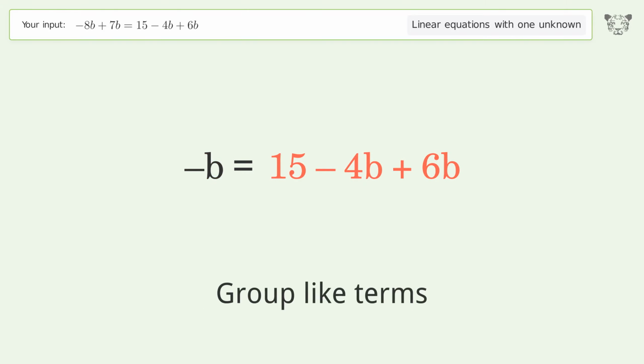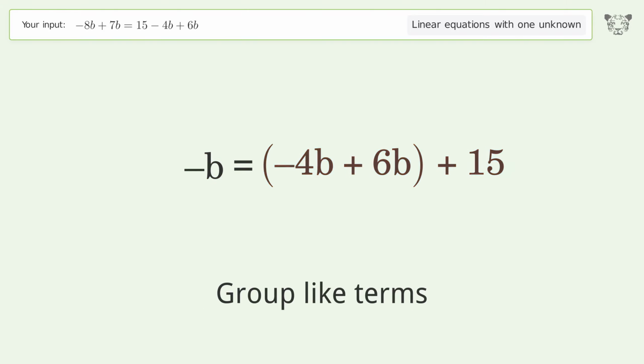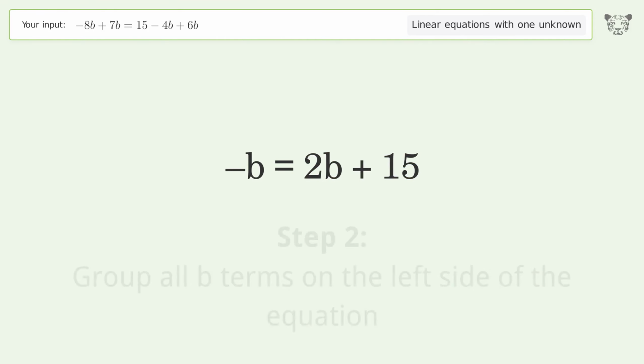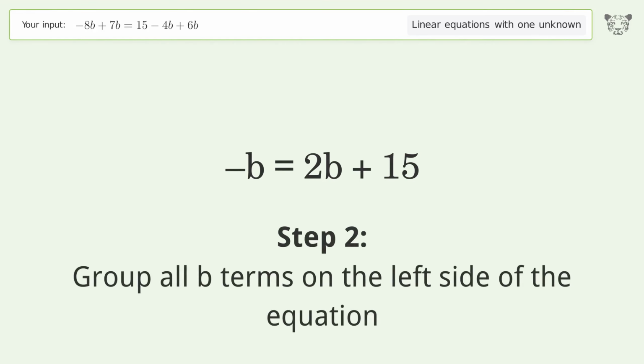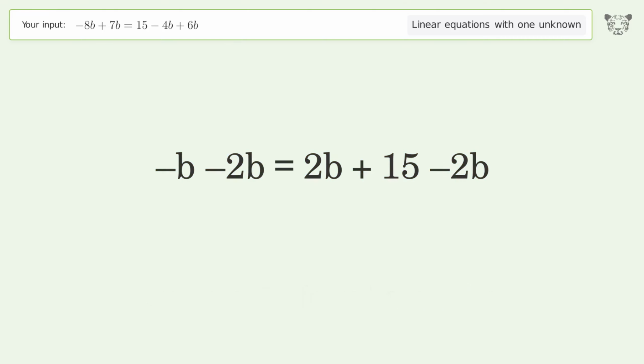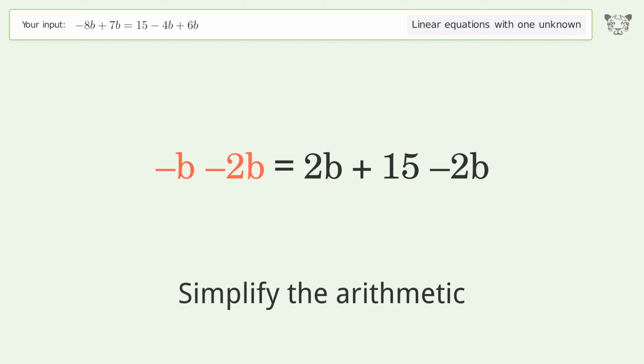Group like terms. Simplify the arithmetic. Group all b terms on the left side of the equation. Subtract 2b from both sides. Simplify the arithmetic.